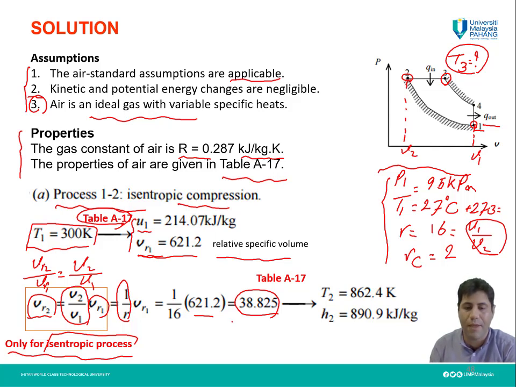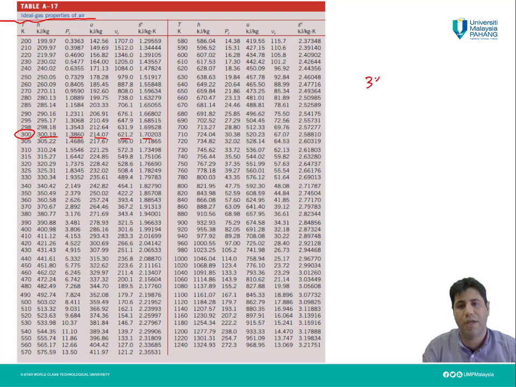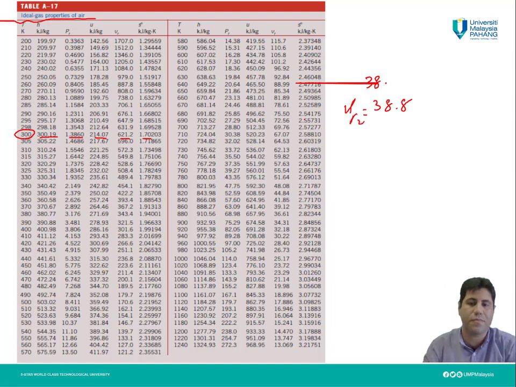Now we have a thermodynamic property for state 2. We need to go to table A17 and find the other thermodynamic properties for this state. To do that, how much is this VR2? It is 38.8. So let's see where 38.8 is in our table A17.